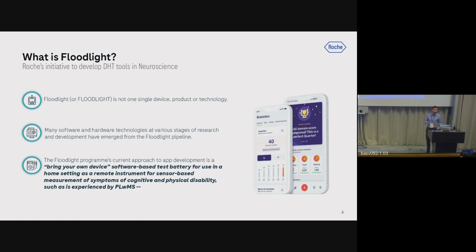Floodlight is for patients or people living with MS, and we have a quite bold strategy, which is people can download Floodlight on their smartphone as soon as it's compatible, of course, and if their physician is part of the Floodlight program. But we're really not willing to add additional burden on patients with an additional device. We want to use what is in everybody's pocket, which is their smartphone.